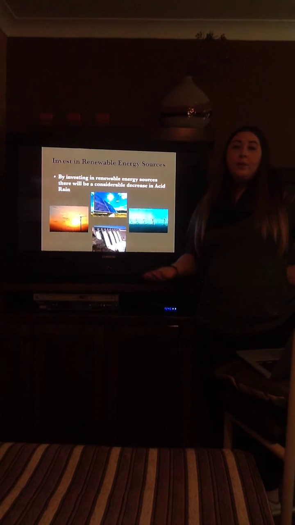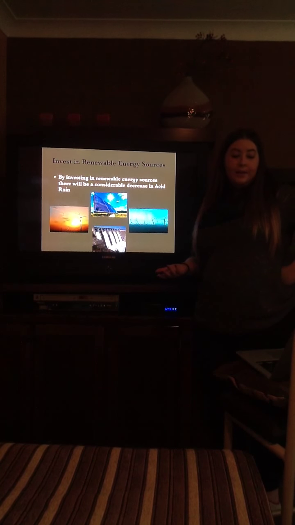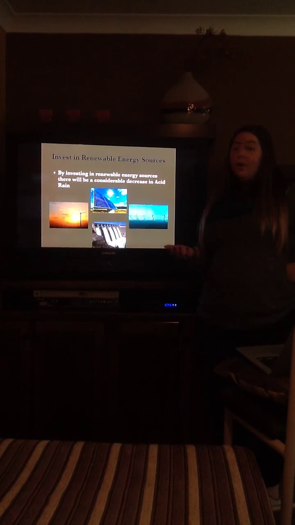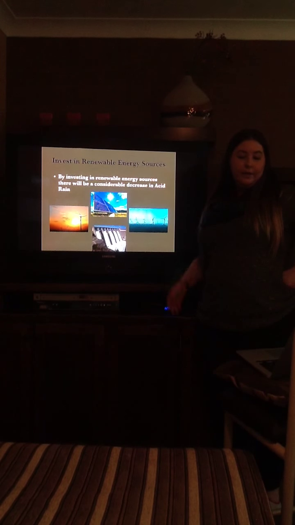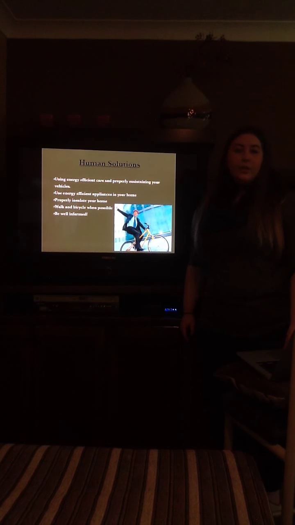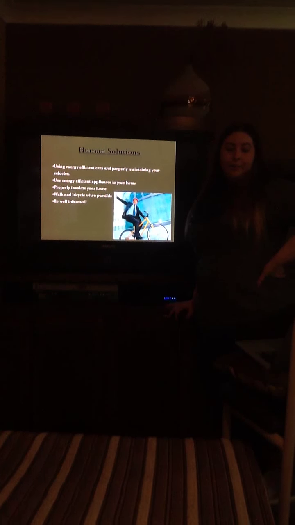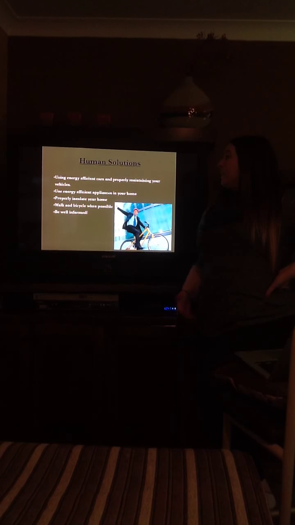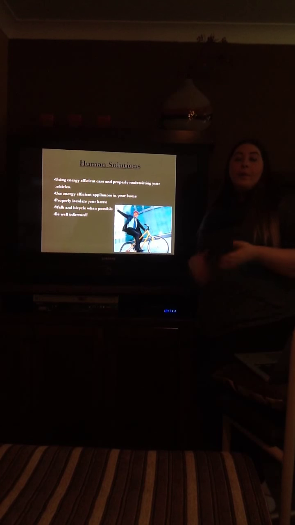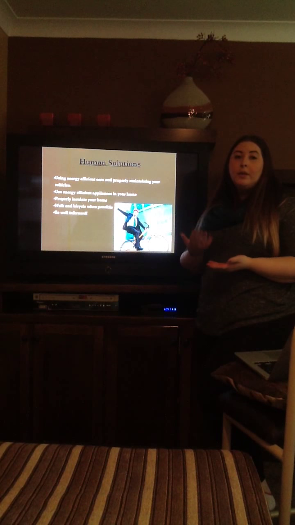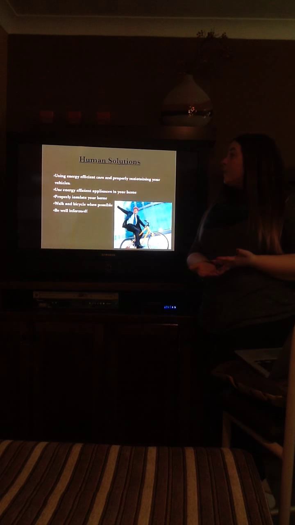Another thing that governments should generally be doing is investing in renewable energy sources, which will be a considerable decrease to acid rain. And some human solutions, just for us. Use energy efficient cars, properly maintain your vehicles, it reduces the amount of pollutants that we're putting into our air. Use energy efficient appliances in your homes, properly insulate your home, properly know how to use the air conditioner, properly know how to use the heater in your home.